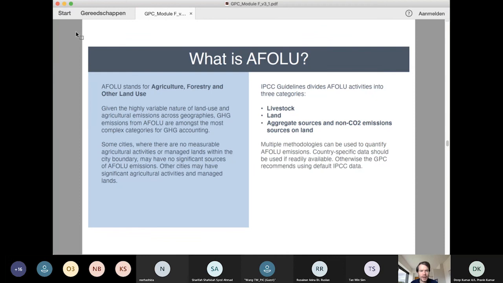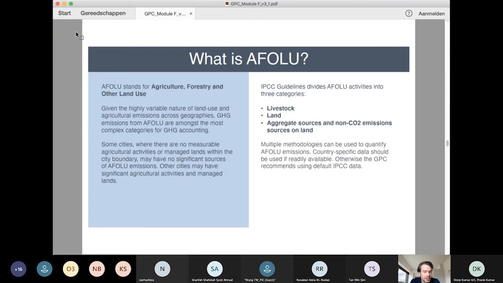Okay, AFOLU. It stands for agriculture, forestry, and other land use. Given the highly variable nature of land use and agricultural processes across different countries, this is one of the most difficult sectors to measure greenhouse gas emissions from. It's outside, it's huge, it's not often controlled, it's very variable based on the land, the weather, processes. So it's very, very difficult to measure these accurately. And so we're going to make some assumptions and use some calculators to do so.